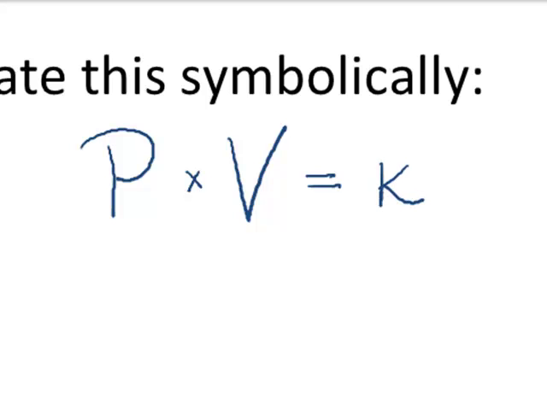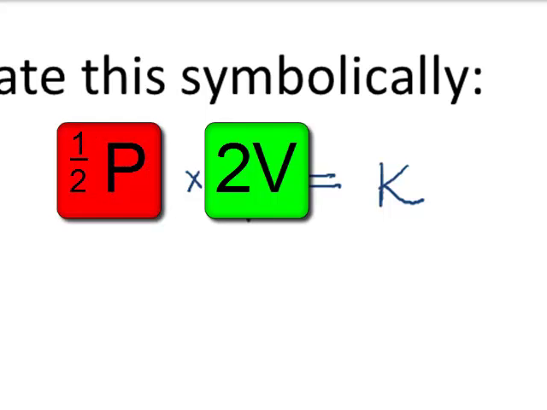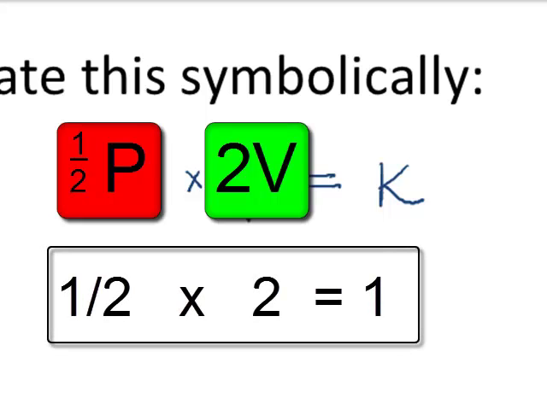K is used in science to represent a constant value, or in other words, a number that stays the same. Why does it stay the same? Well, think about what we just saw. When I doubled the volume of that container, I actually halved the pressure. I cut the number of collisions in half. By doubling V and cutting P in half, I keep K constant.